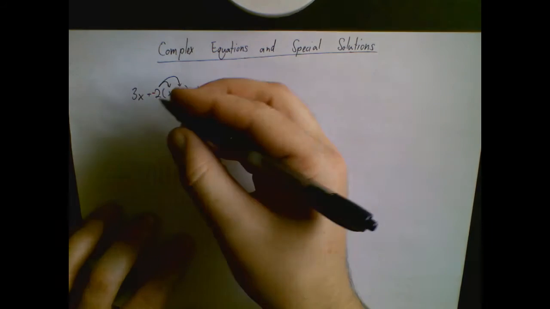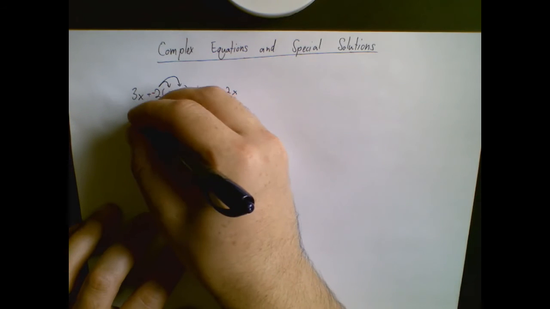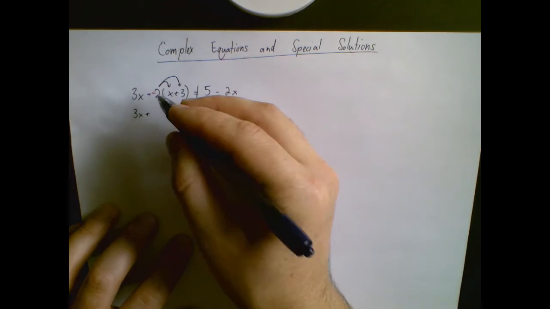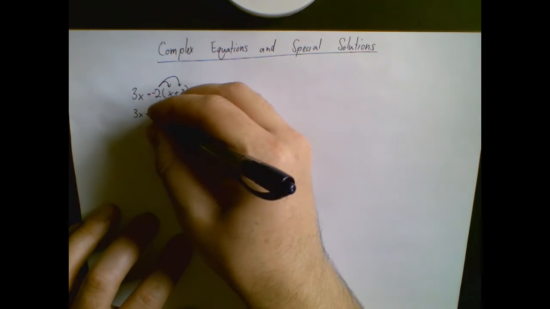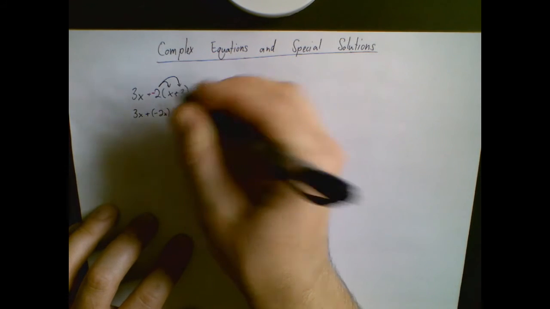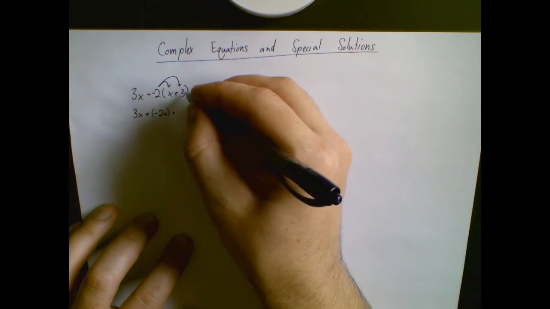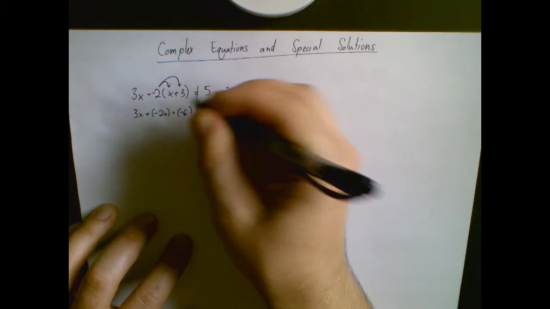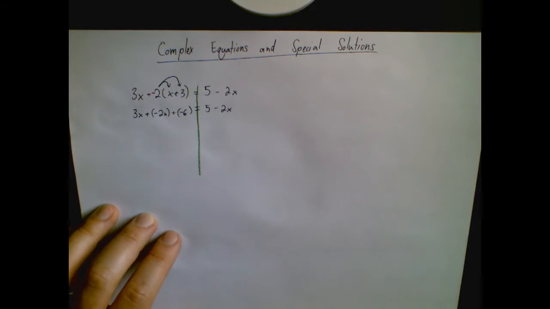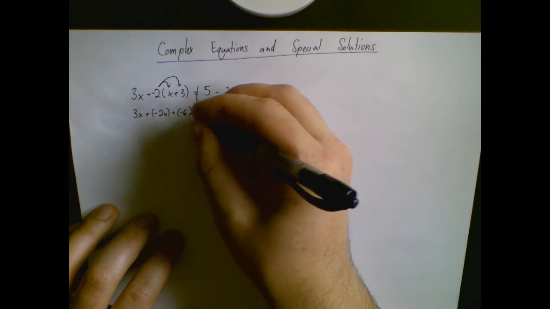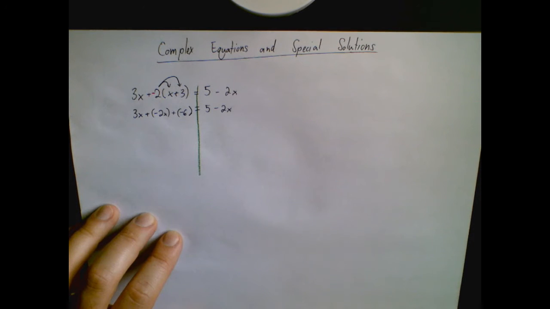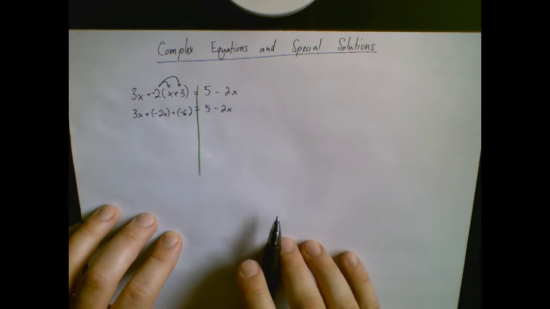Okay. So this 3x I can't do anything with, so it's going to stay there. Plus -2 times x is -2x, and then plus -2 times 3, which is -6. And I'm going to leave those in parentheses just because they do have negative signs, so it's going to help me clean things up here in a second.